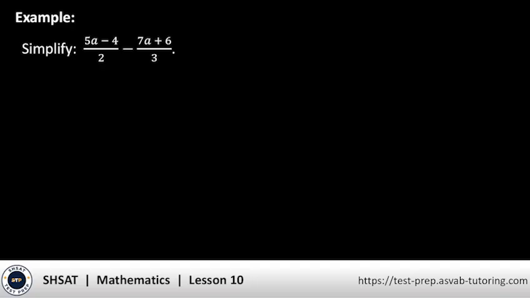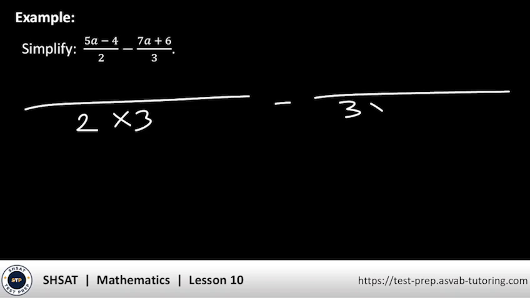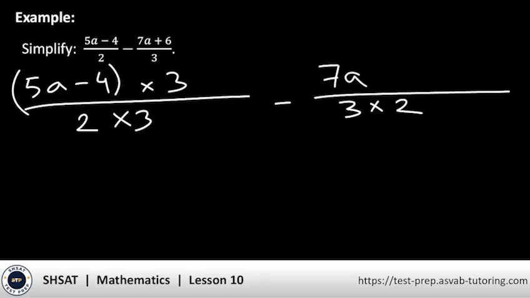So basically, you replace the numbers and then you multiply, okay? So you swap and you multiply. So here, in the case of 2, I'm going to multiply that to 3. And here in the case of 3, I'm going to multiply that to 2. What happens to the numerators? We also need to multiply 5a minus 4 to 3, and we need to multiply 7a plus 6 to 2. Now what? Now you break the parentheses.